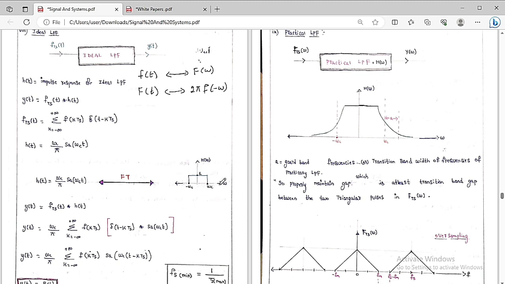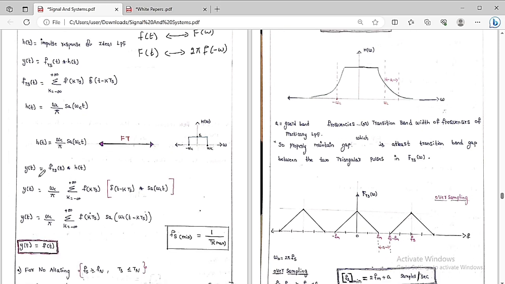For this low pass filter, this is the time domain expression, which is h of t equal to omega c by pi into Sa of omega c t. Its Fourier transform has a cutoff frequency of omega c and minus omega c, with a peak of 1. Same thing I've already told you, right? So h of t is omega c by pi into Sa of omega c t. With the help of the duality principle, we have got this one. This point you always have to keep in your mind.